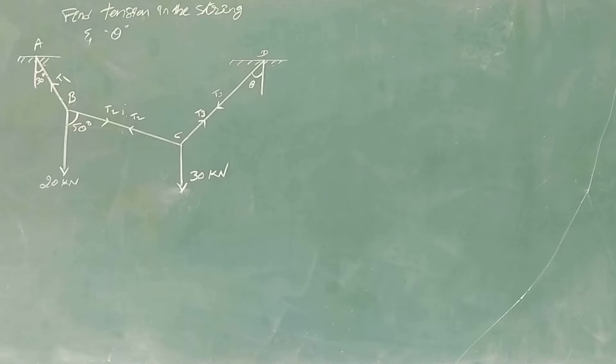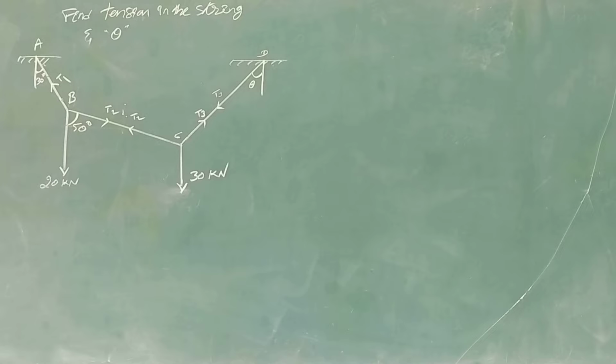In today's problem, you could see that there's a string which is tied at two ends, A and D. In between those two ends, two weights of 20 Newton and 30 Newton are hung. The question is, find the tension in the string T1, T2 and T3, and also find angle theta.